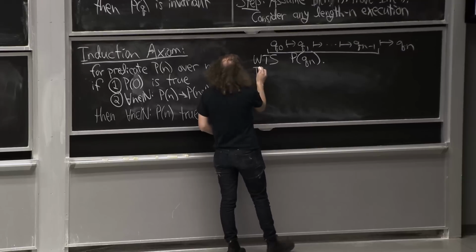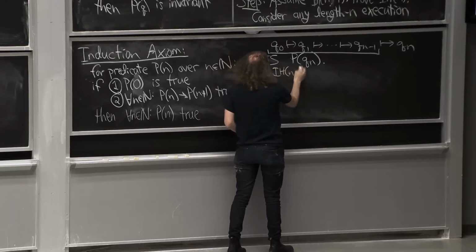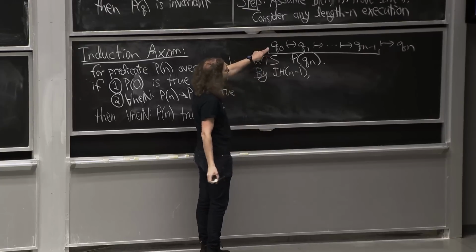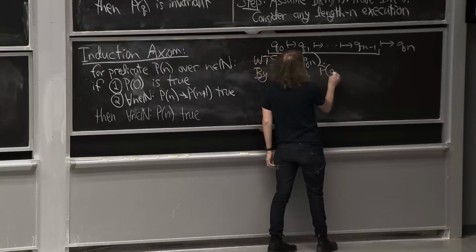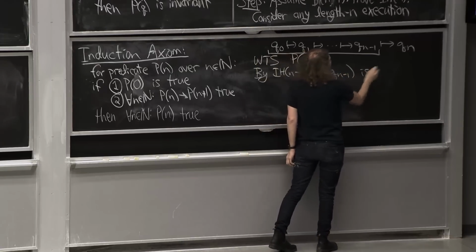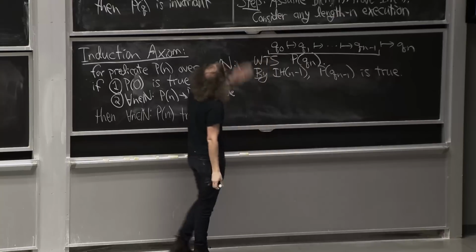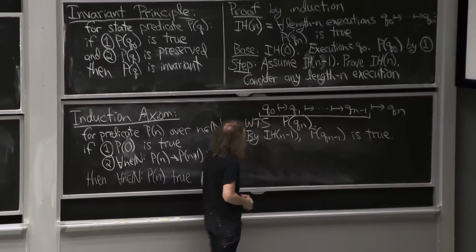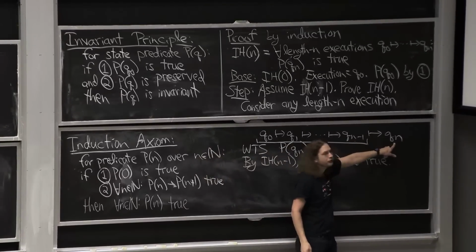So by the induction hypothesis of n minus 1, if we apply it to this execution of length n minus 1, we learn that P of Qn minus 1 is true. Right? That's what the induction hypothesis says: the last state in your execution satisfies P. So now we know P of this is true. We just need to prove P of this is true.